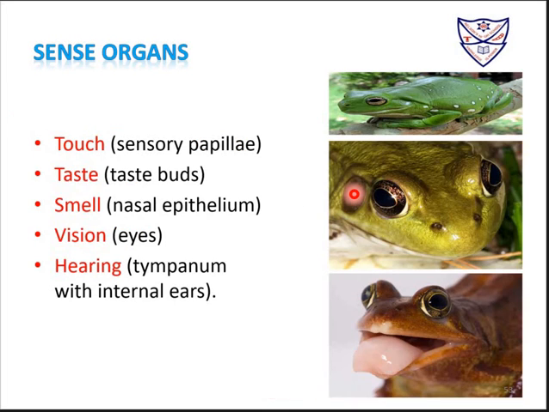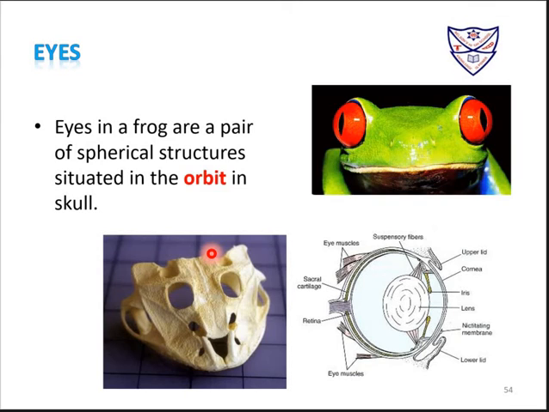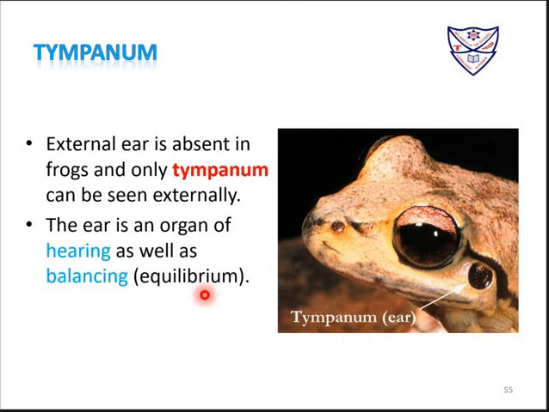Now let us see the sense organs. It has the sense of touch, taste, smell, vision, and hearing. The eyes, as we saw, are a pair of spherical structures which are found in the orbit. This is the orbit, the region where the eyes are situated. External ear is absent in frogs and it only has a tympanum which can be seen externally. So this is the tympanum. Like in humans, this organ plays a role in hearing as well as in balancing.